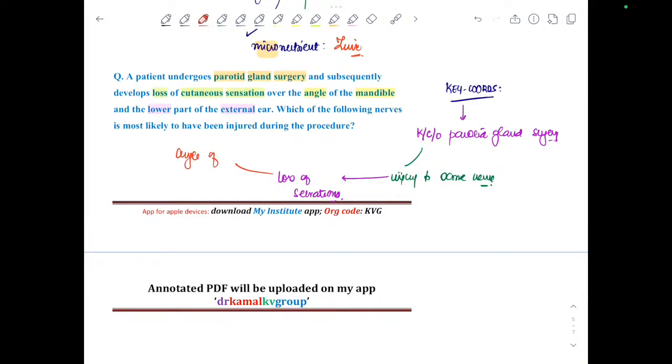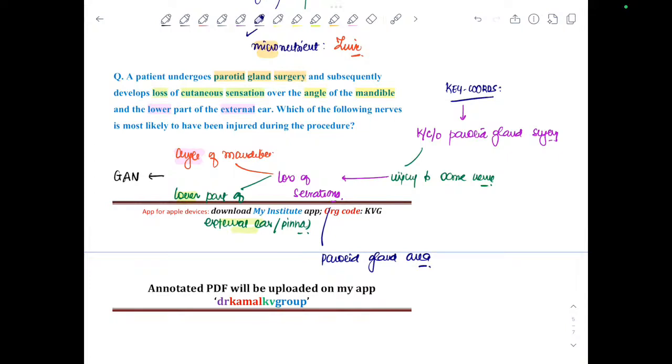Angle of mandible, that's very important. Angle of mandible and lower part of external ear. You can say pinna. So here the examiner is asking you whether you know the cutaneous nerve supply at the area of angle of mandible or the lower part of external ear. If you know that, you can answer this. So that nerve is great auricular nerve, the nerve which supplies the skin over the parotid area. So here we can write parotid area also.